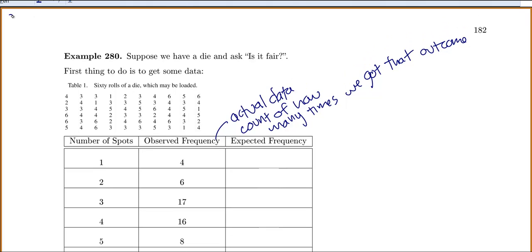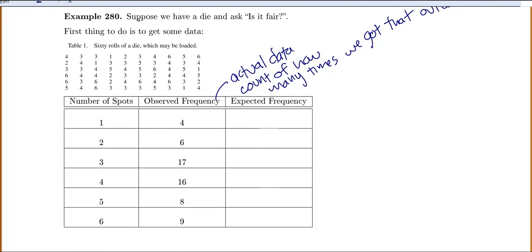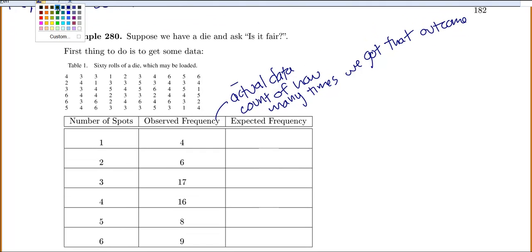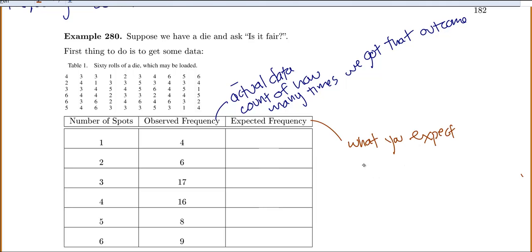So you can make yourself a note if frequency isn't a familiar word to you. Frequency just means count. So it's the observed counts of how many times we actually got that outcome. But then we also have the expected frequency, and the expected frequency is what you expect if the die is fair. So if the die was fair, you would expect 1/6 of each of them, right?